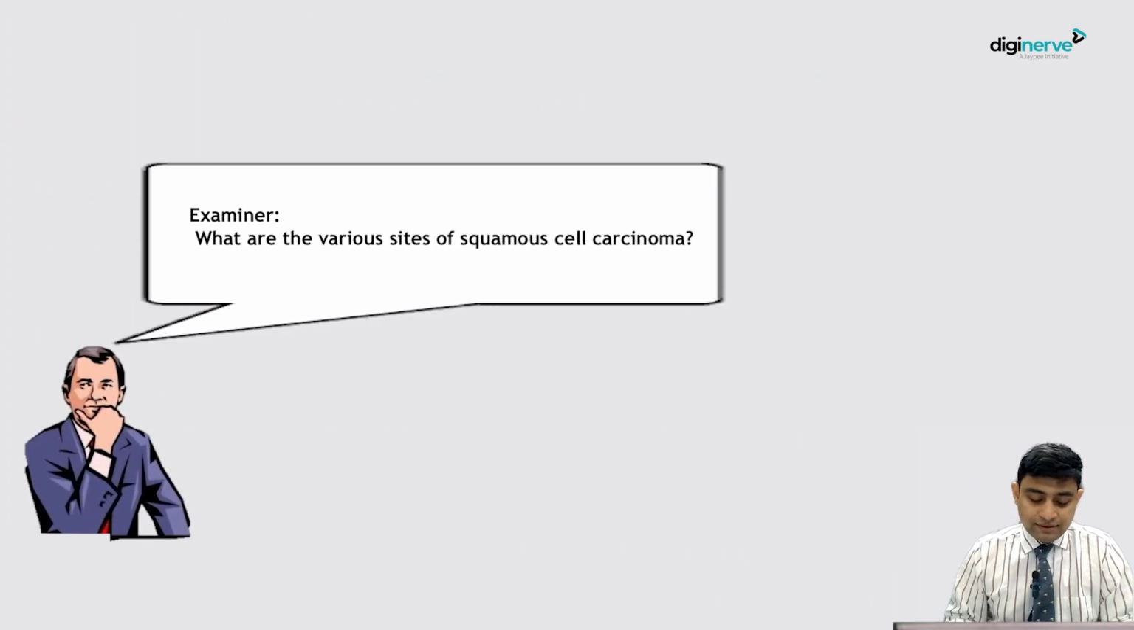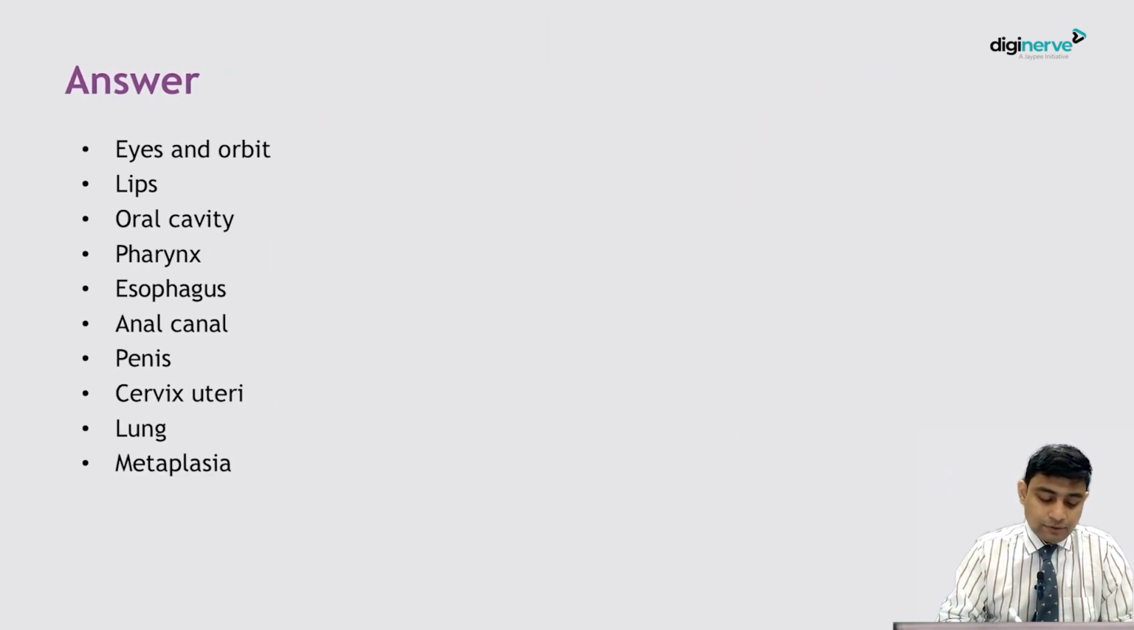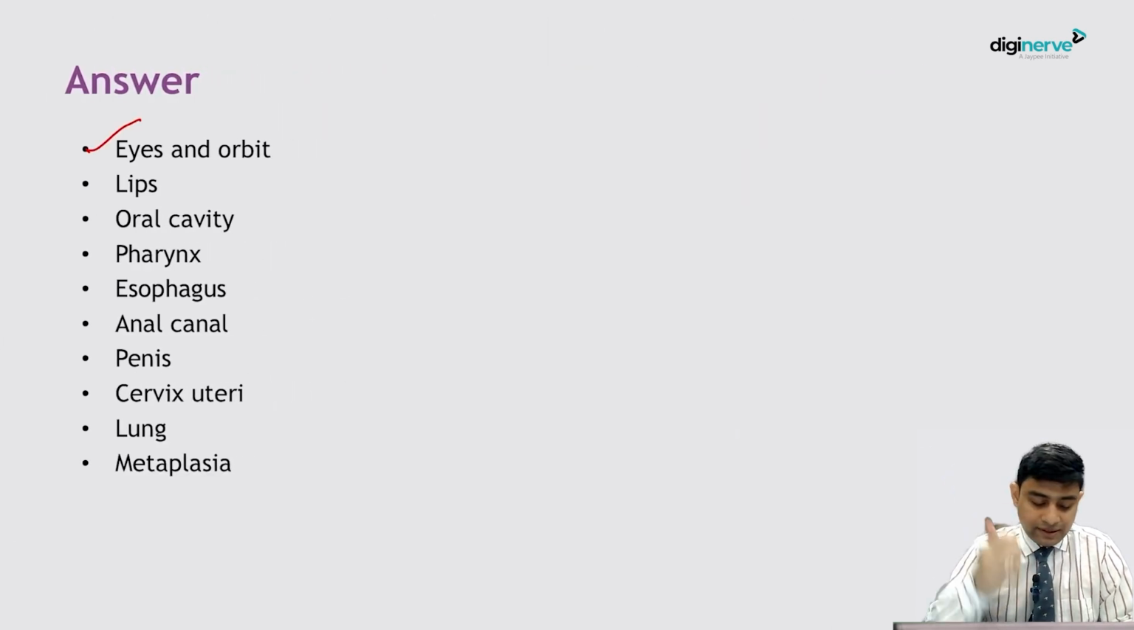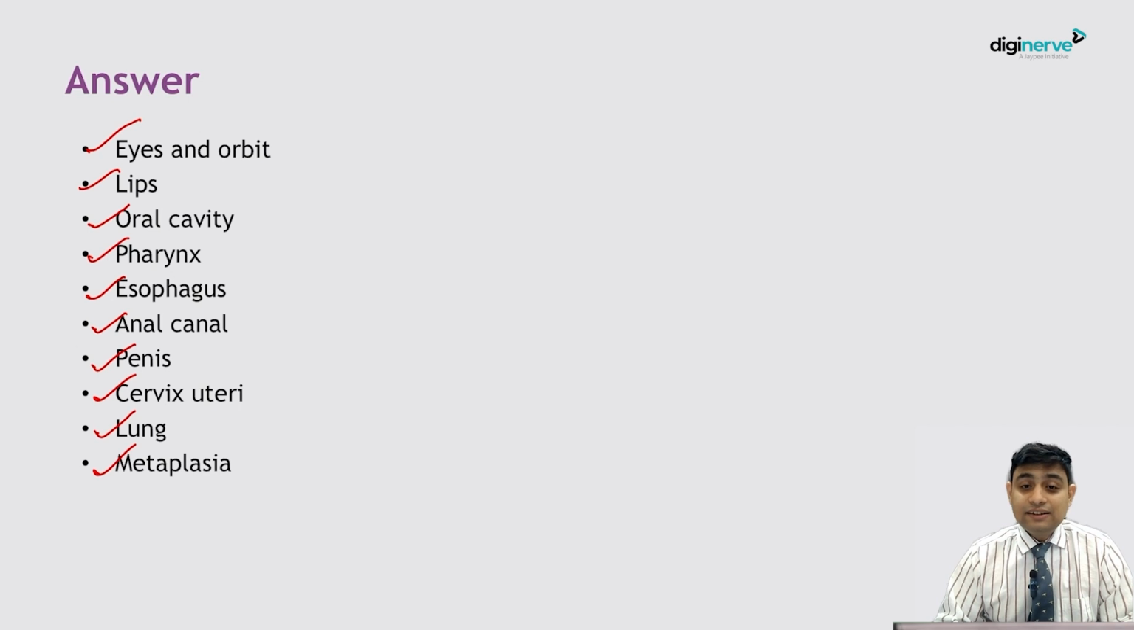Okay. So where are the various sites of developing squamous cell carcinoma? You can have squamous cell carcinomas of the eyes and orbit. You can have it in the lips. You can have it in the oral cavity, the pharynx, the upper esophagus, the anal canal, the penis, the cervix uteri, the lungs, and of course you can have metaplastic lesions in the ducts of the breast and other places where we have squamous metaplasia, from where we can get this malignancy.